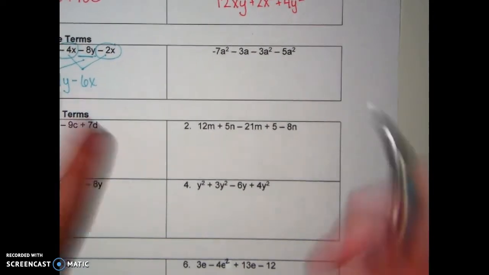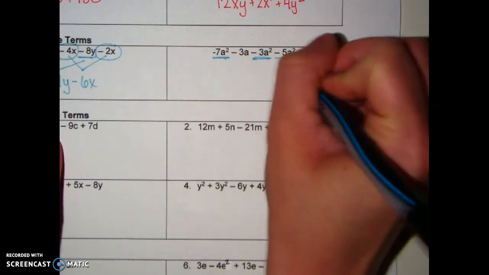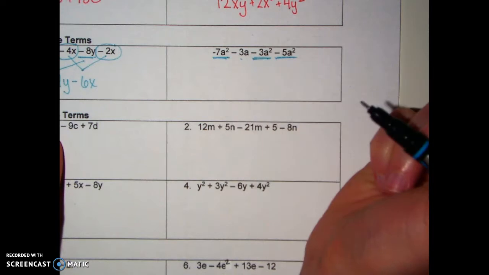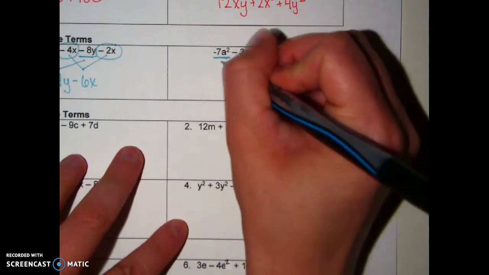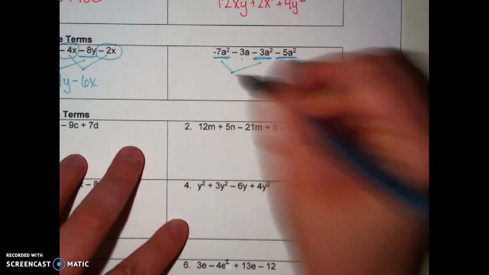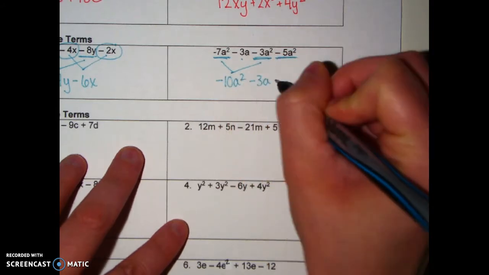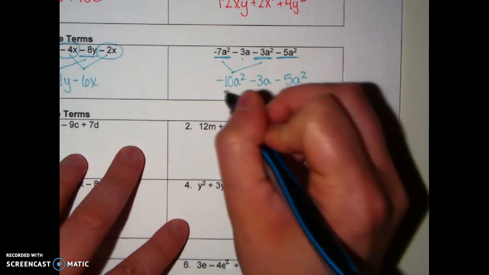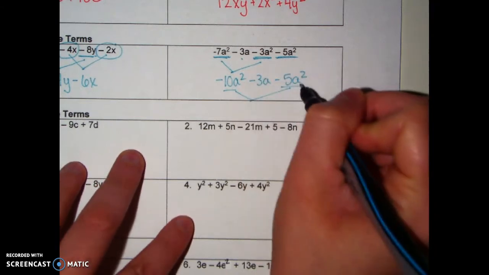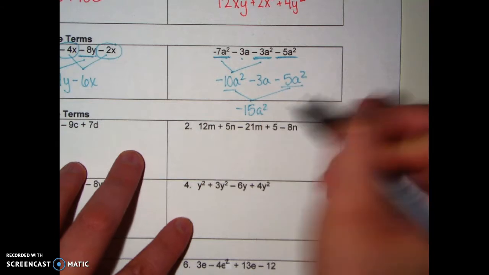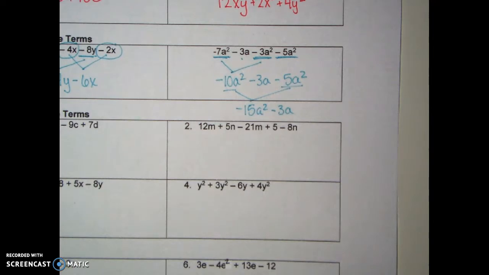And the next one, I'm going to underline the a squared ones. And there's another one, and there's another one. So this one has 3 of them. The 3a does not have anything to combine it with. So negative 7 minus 3 is negative 10a squared. I'll bring down the minus 3a and the minus 5a squared. I still have these two like terms, so I will combine them. I kind of ran out of space. Negative 10 minus 5 is negative 15a squared, and bring down the 3a, or minus 3a. Okay, so there's my final answer there.